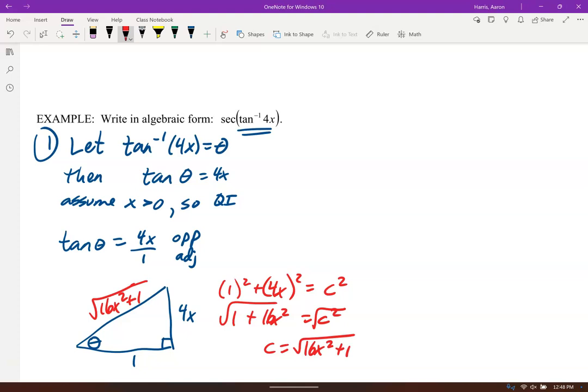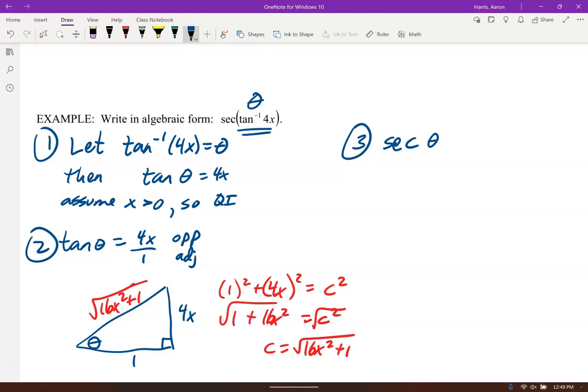Remember, we let the arctangent of 4x be theta, right? We let that be theta. So number 2, oh, by the way, this was number 2, draw the triangle, sorry. Number 3 is now take the secant of the arctangent of 4x. Well, the arctangent of 4x we called theta.